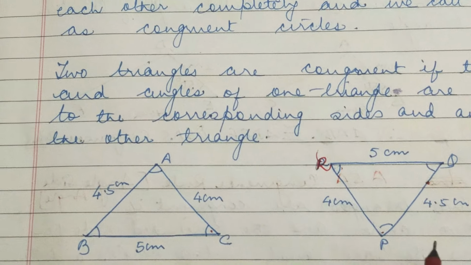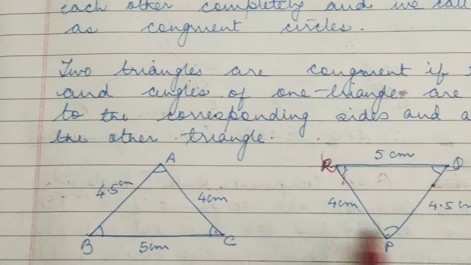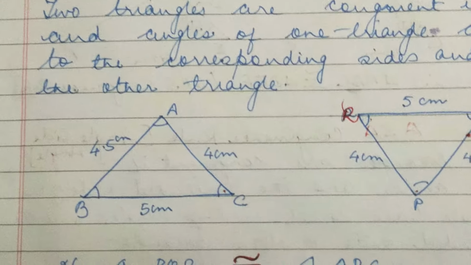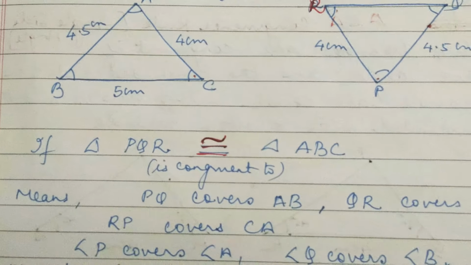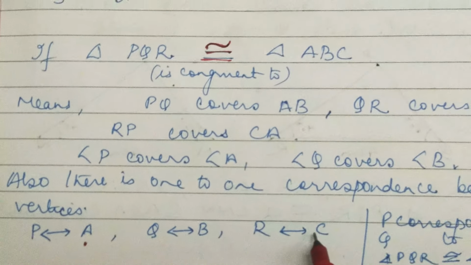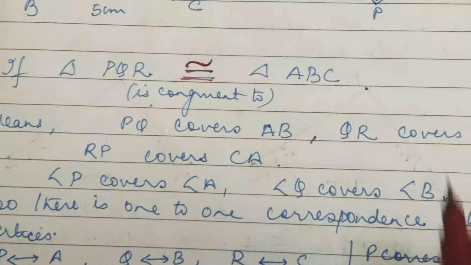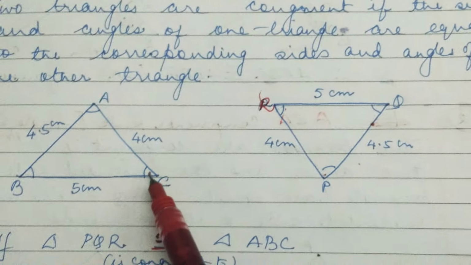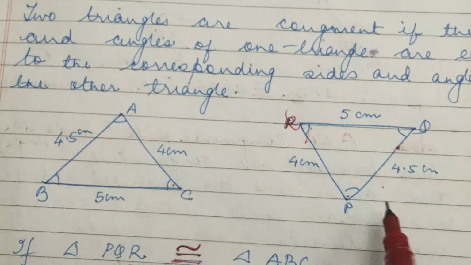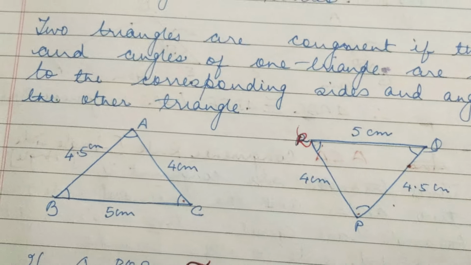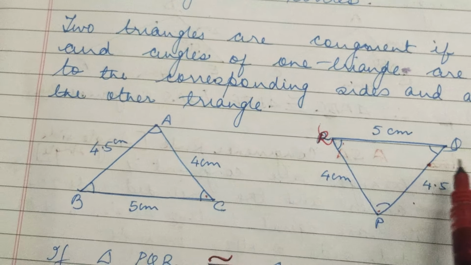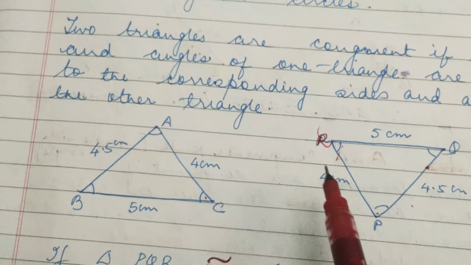Also, there is one-to-one correspondence between the vertices. So we can say that P corresponds to A. We denote it like this: P corresponds to A, Q corresponds to B, and R corresponds to C. So triangle PQR is congruent to triangle ABC. But if you write that triangle QRP is congruent to triangle ABC, then it is wrong, because QR is not equal to AB.